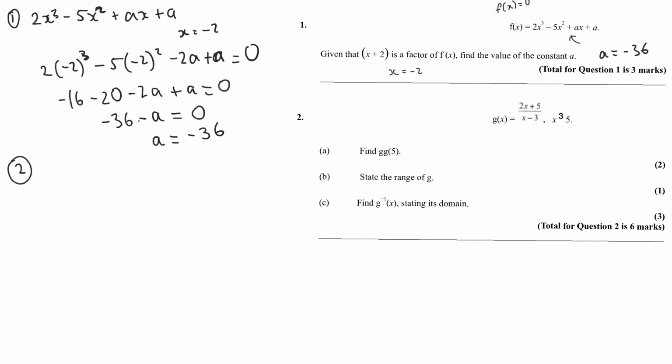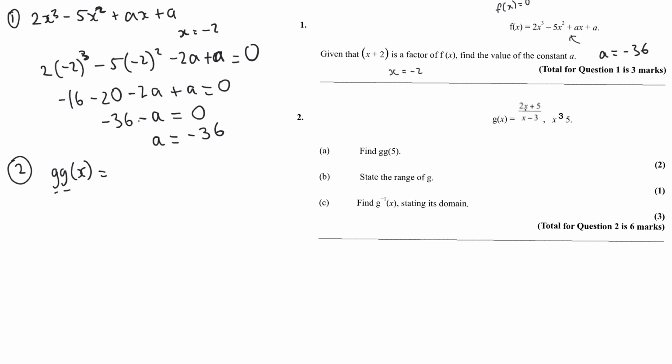Then for question 2. So question 2, it says find GG5. So first of all, we need to find the formula for GGx. So I think I mentioned this before, it was either a GCSE or another paper. Anyway, when you've got composite functions, think of it as like the outer letters are the mother and the inner letters are the baby. So normally for g of x, you've got 2x plus 5. For this one anyway, you've got 2x plus 5 and then over x minus 3.